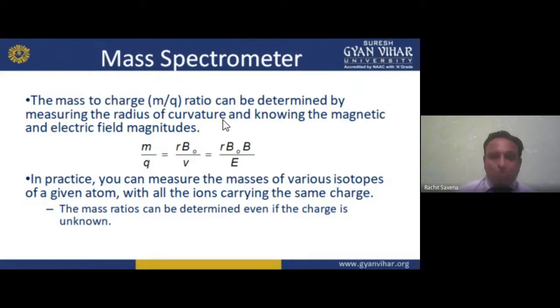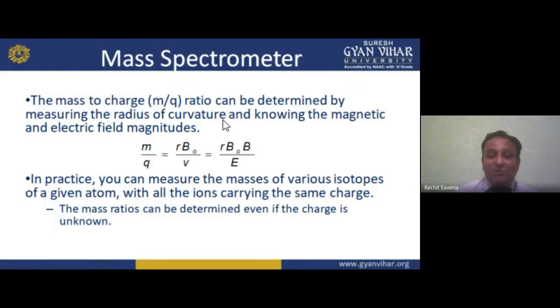So m by q ratio is their mass to charge. It's basically the R B naught, where B naught is the output magnetic field upon V electrical. Again R B naught into B, second magnetic field upon E. So in practice, you can measure the masses of various isotopes of a given element, with all the ions carrying the same charge. The mass ratio can be determined even if the charge is unknown.